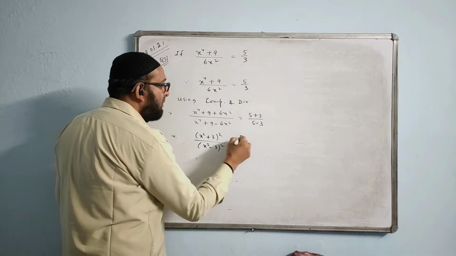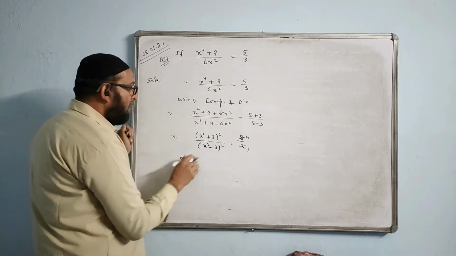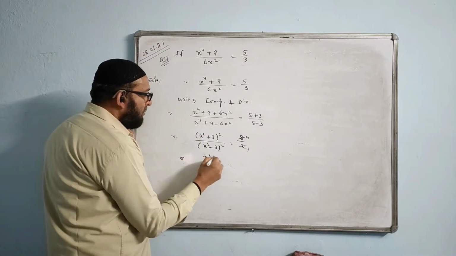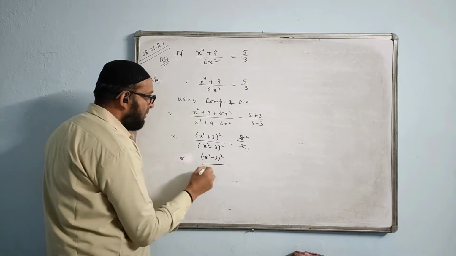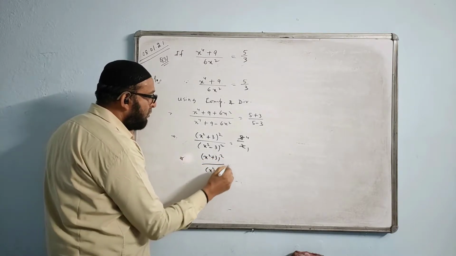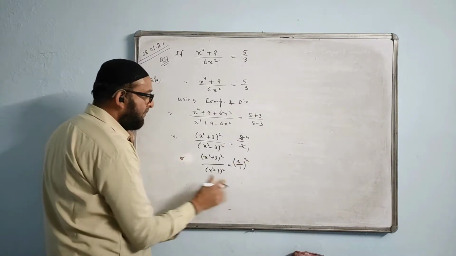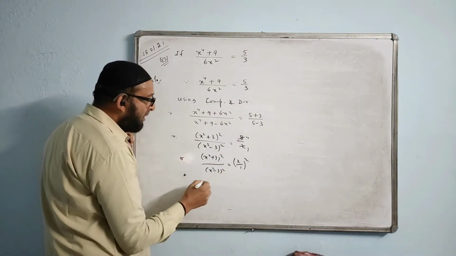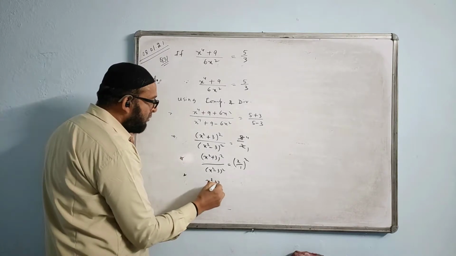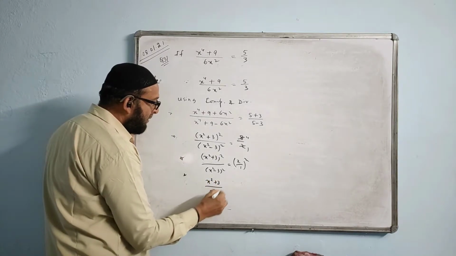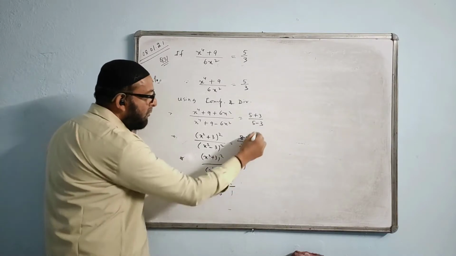We can cancel the 2 ones, or the 4 ones. So we get x square plus 3 whole square over x square minus 3 whole square equals 4 by 1. Let us write 4 by 1 as 2 by 1 whole square. Square and square on both sides cancel. You get only x square plus 3 over x square minus 3 is equal to 2 by 1.